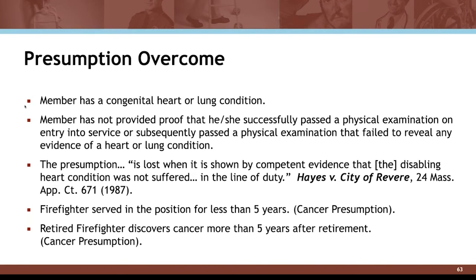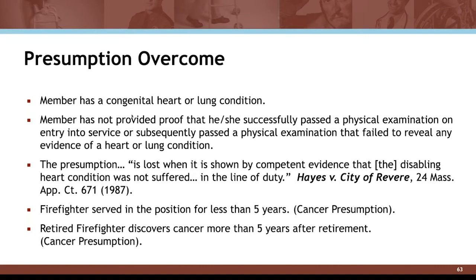Okay, but there are times where we see pre-employment physicals that indicate that the person had a heart or lung condition, and the employer went and hired them anyway. Okay, so the statute says revealing any evidence of a heart or lung condition. Okay, that has been construed quite broadly, and that can be a reason why we have to remand an application, a presumption application.